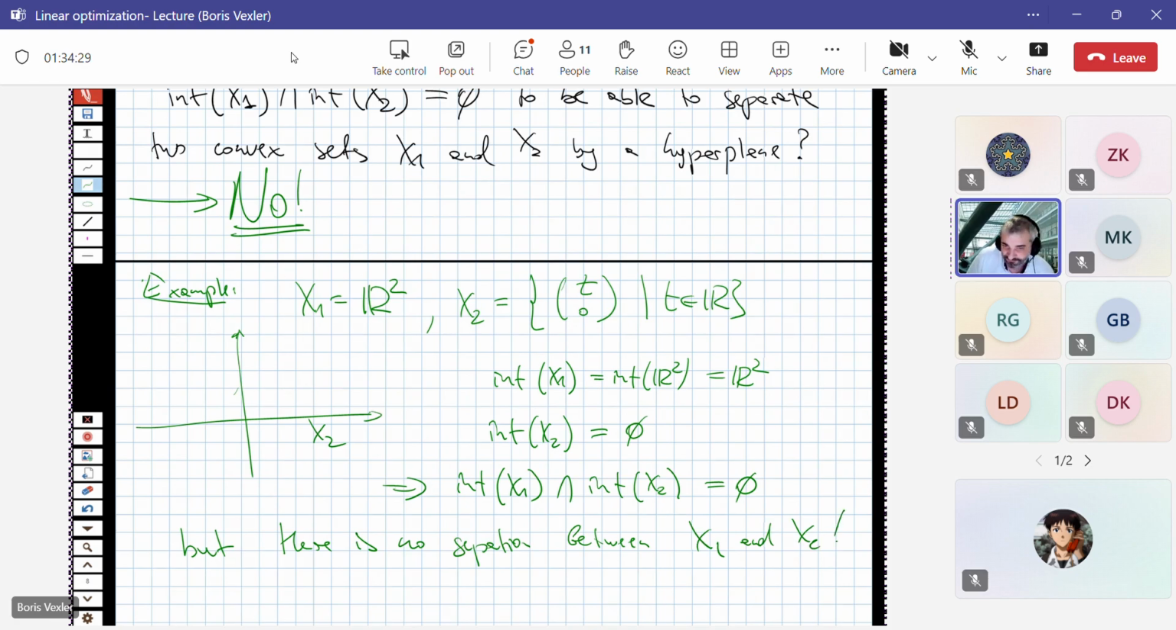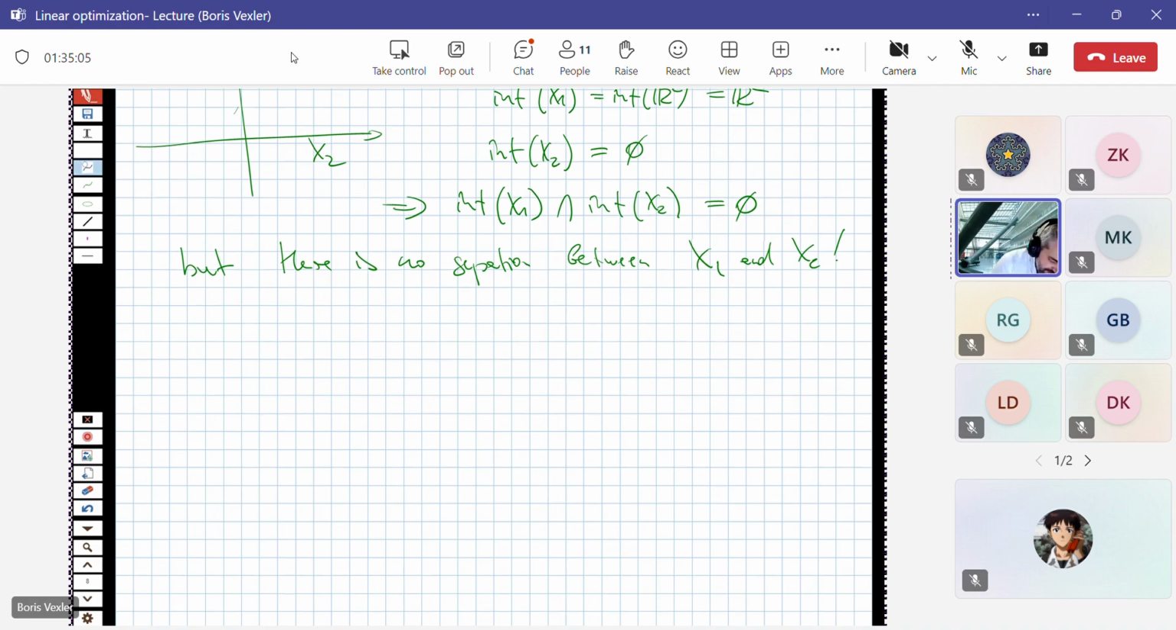Okay, therefore, what does it mean? Even if you take something different here, it will be the same, since the interior of x2 will be empty, and therefore this intersection will be empty, but there is no separation. And now we will see that the right thing to assume, the weakest thing to assume, is that the intersection of the relative interiors is empty.